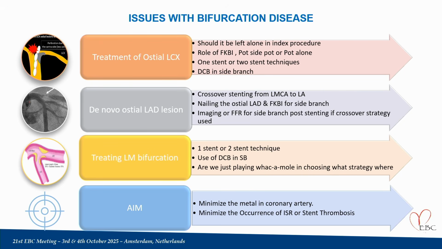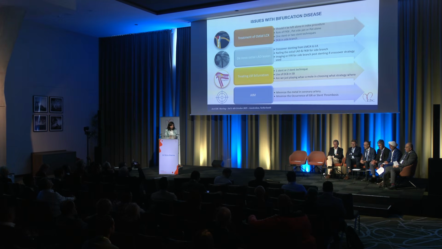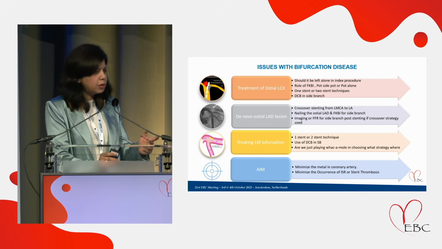And thus, we come to the issue with bifurcation disease. We are discussing this, that ostial circumflex is the Achilles heel. The EBC MAIN trial also showed that whether we use provisional stenting or dedicated bifurcation stenting, the circumflex ostia is the most common site of development of ISR lesions. And again, nailing the ostia, should we even nail the ostia of the LAD or the ostia of the circ, or do a crossover stenting and do a kissing balloon inflation and the final job?